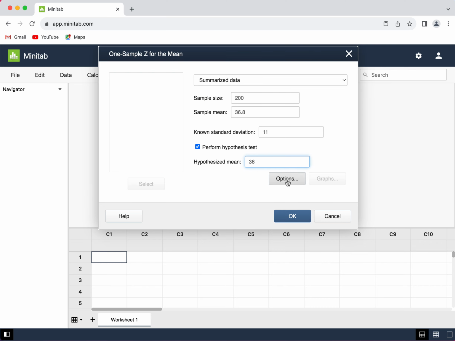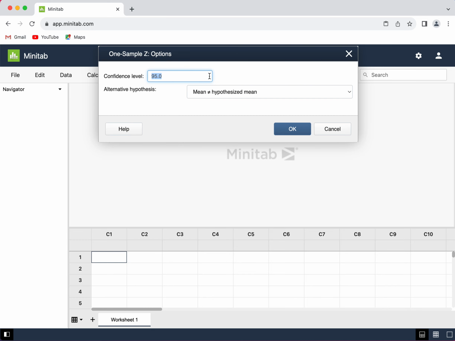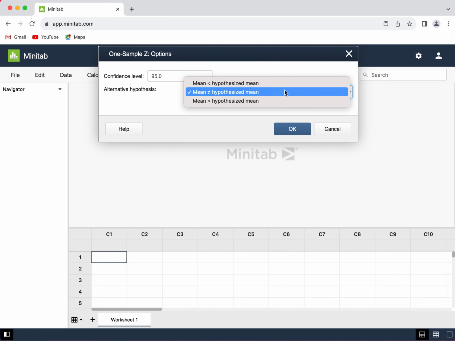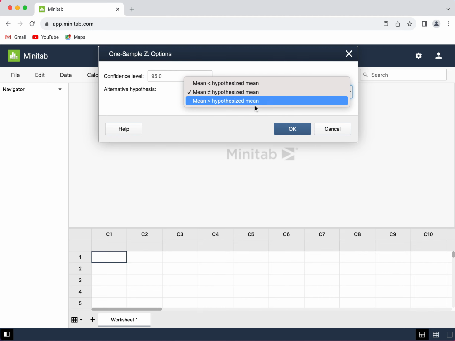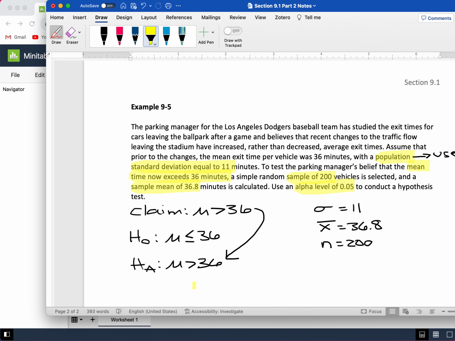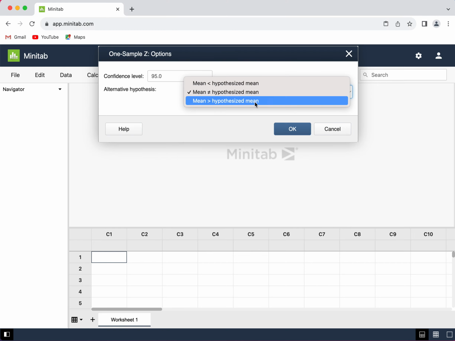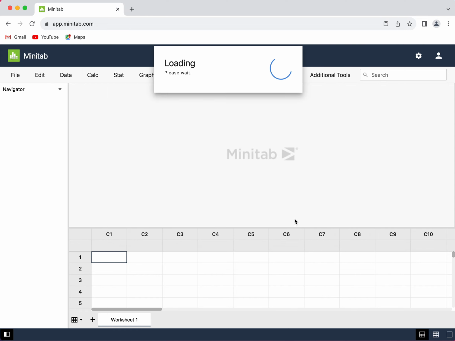Then I need to click on options. I don't need to do anything with the confidence level box since I'm not getting a confidence interval. However, I do need to change the alternative hypothesis box so that the sign matches the direction of the sign in my written alternative hypothesis. So my alternative hypothesis is that mu is greater than 36, so mean is greater than hypothesized mean. Click OK. Click OK again.